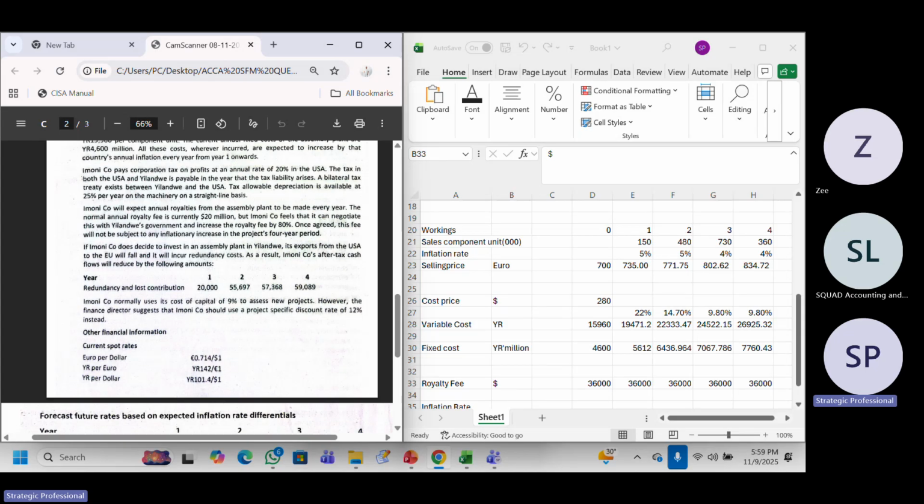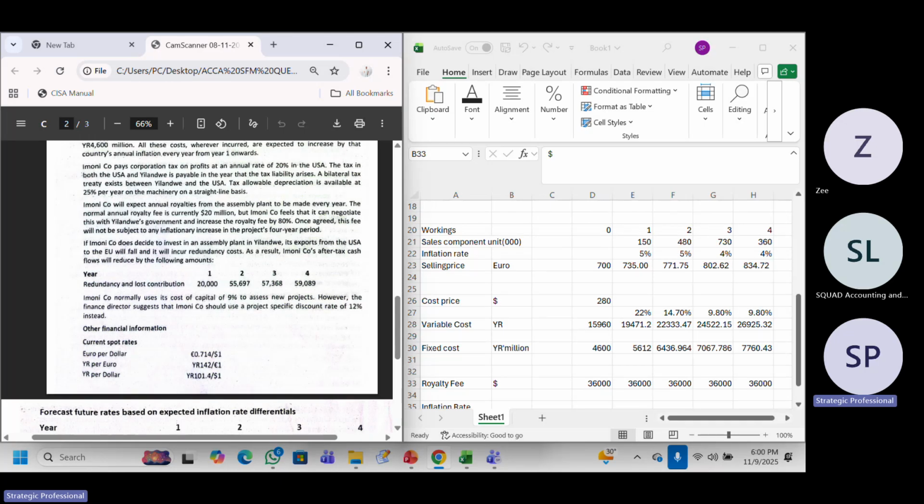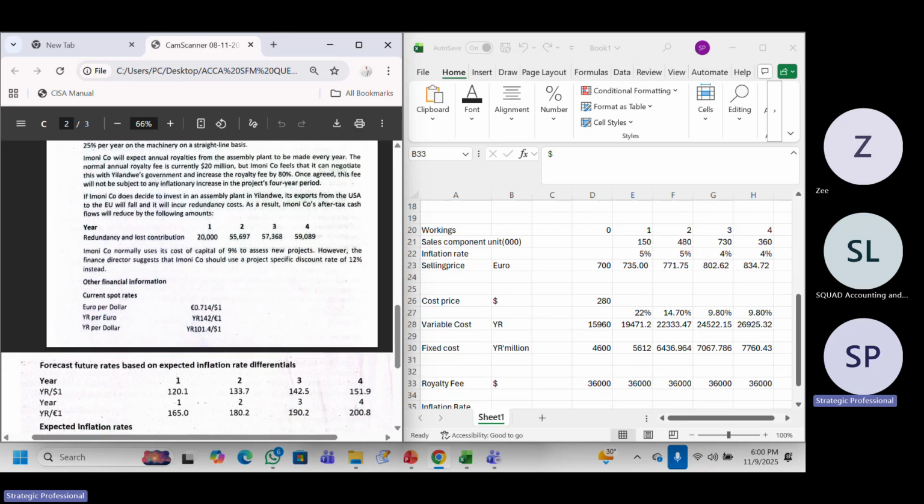So let's leave that. If Monaco decides to invest in an assembly plant in Ilandwe, its exports from the USA to the EU will fall, and it will incur redundancy costs. As a result, Imonico's after tax cash flows will reduce by the following amount. So they talked about the redundancy cost, right? Redundancy and loss contribution. We'll know whether it's in dollar, pounds, or something else. They didn't state it here, right?